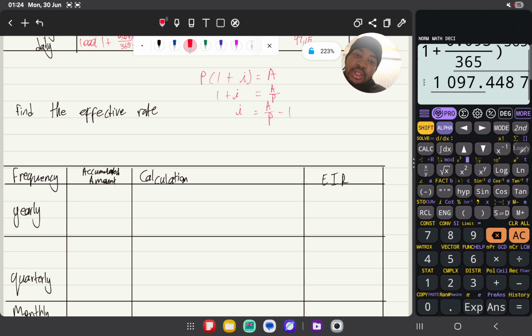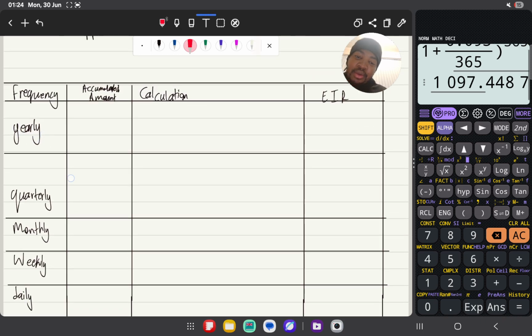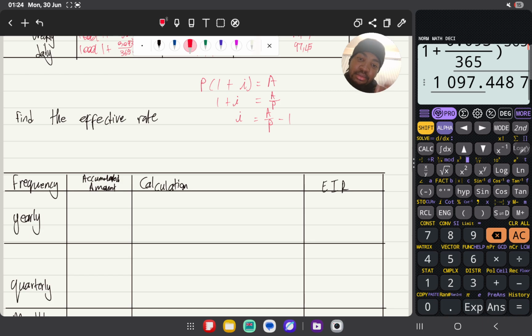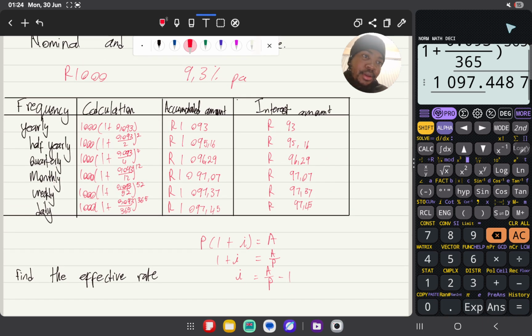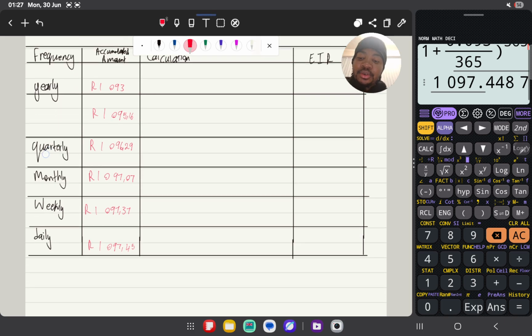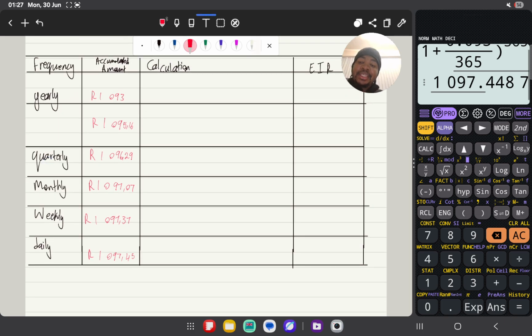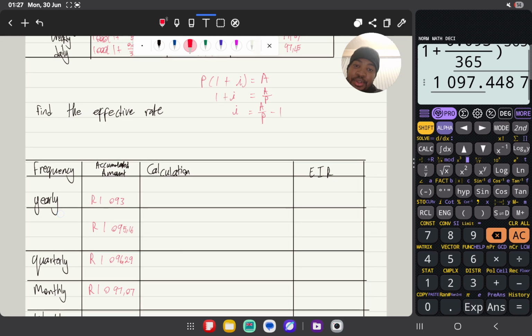I'm just going to note down these accumulated values. I'm going to put them here. All right, so I have written all my accumulated amounts there. Now we're going to use this formula to calculate the interest rate. The interest rate will be this value, 1093 divided by P, which is 1,000, minus 1.